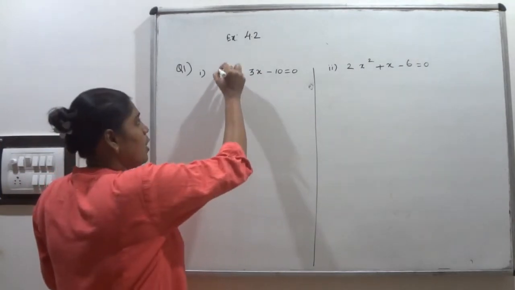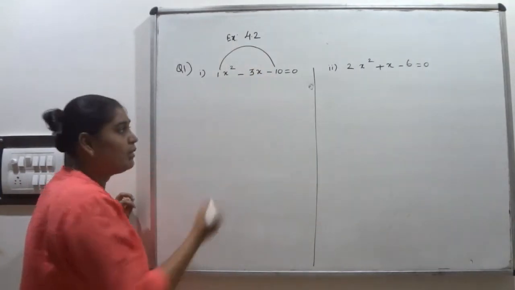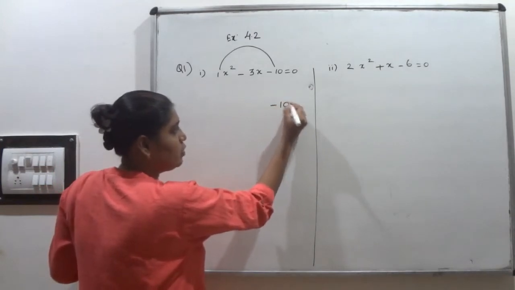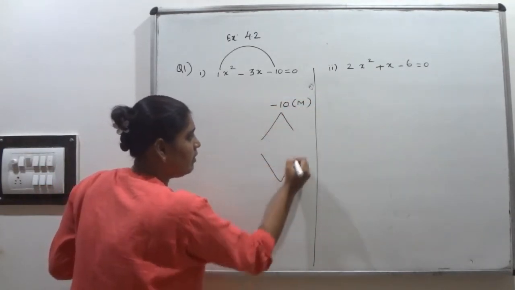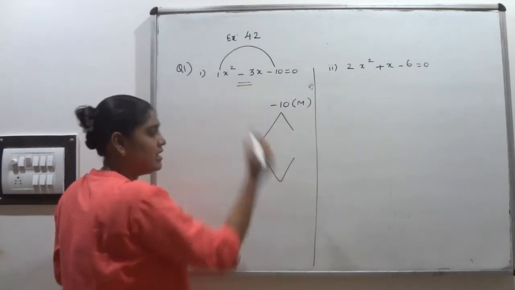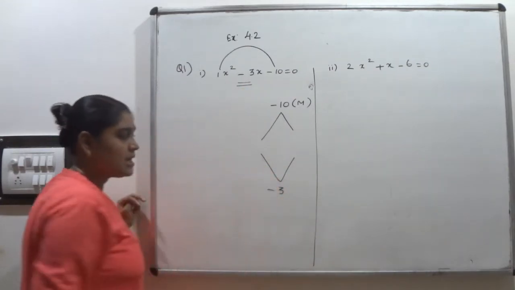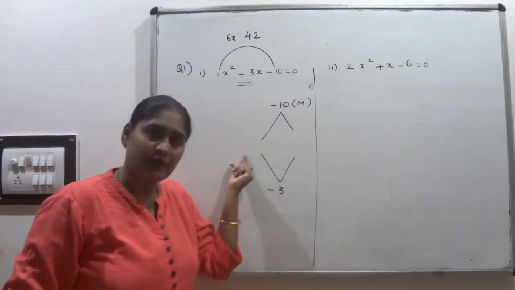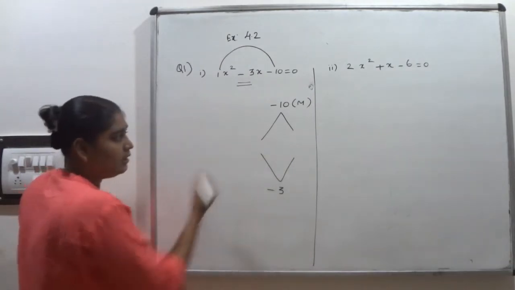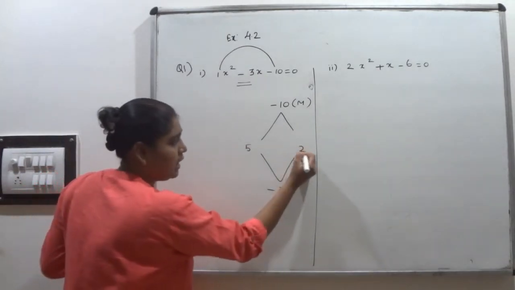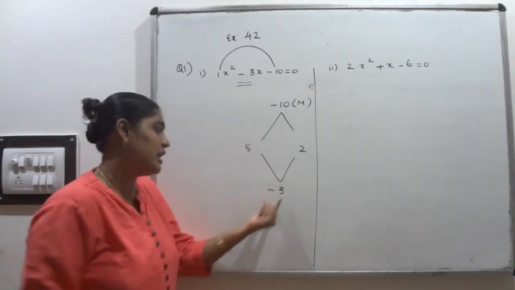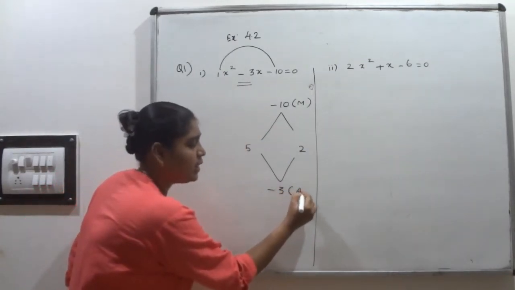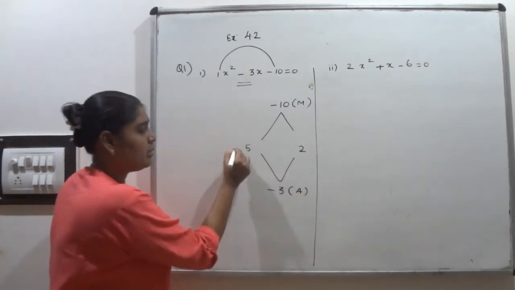See, 1 into minus 10. In multiplication what do I need? Minus 10. In addition what do I need? Minus 3. Such kind of numbers I am going to write here. So 5 into 2, I will get 10. I need minus 10 in multiplication. In addition what do I need? Minus 3. So I am keeping here minus 5.